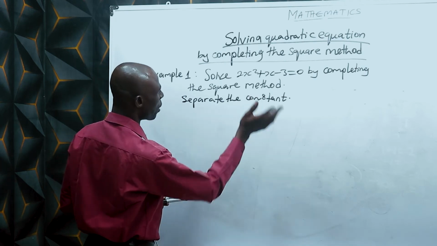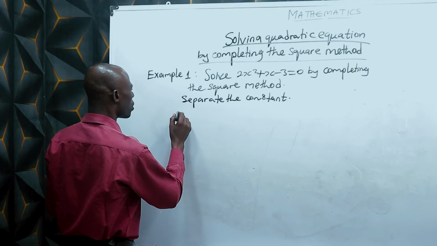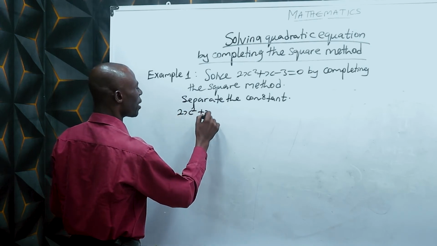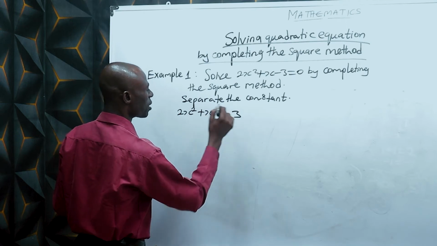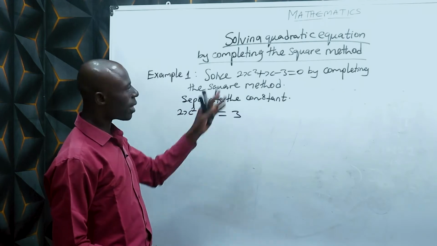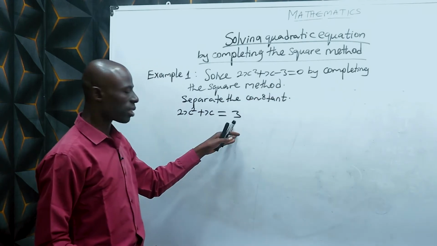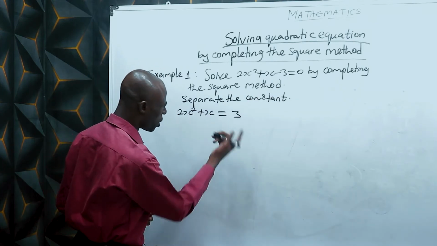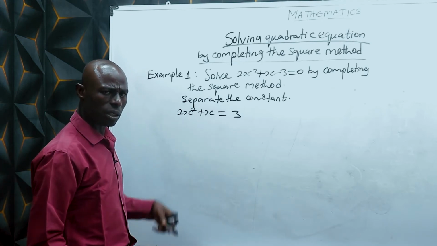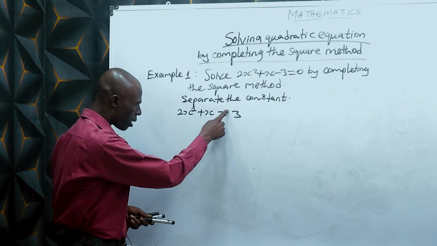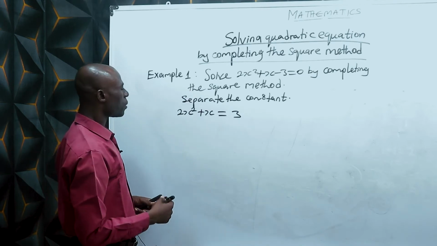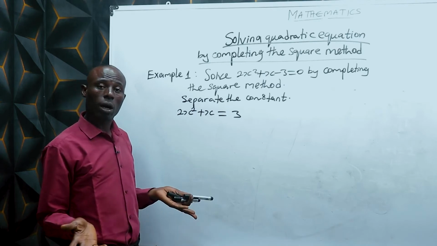So, separate it. It will now be 2x squared plus x equals positive 3. Separation. Take it to the other side. Negative 3 becomes positive 3. And once it is the only one there, you don't need to put the positive there. If you put it there, it's not a crime, but it's not necessary. Anybody that sees it like this knows it is positive, naturally. So that's a step. It's gone.